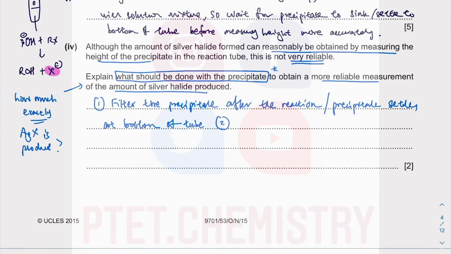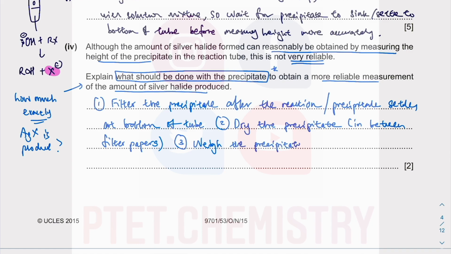So what happened then is we filter the precipitate. When we filter them off, what else do we do? We will dry the precipitate in between filter papers. So that is what you did to obtain a dry solid back in O-level or GCSE. We are not sure whether it will decompose or not, otherwise you could put it in an oven for drying. All right, and then you gotta weigh the dried precipitate with a mass balance.